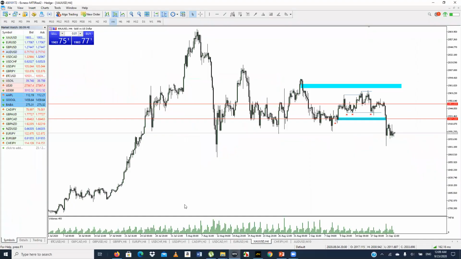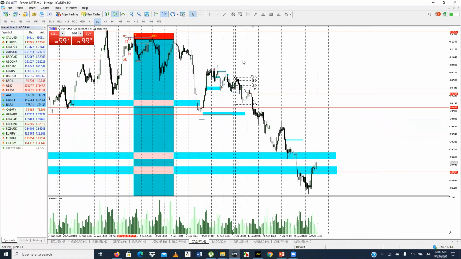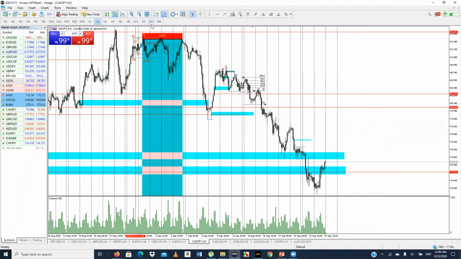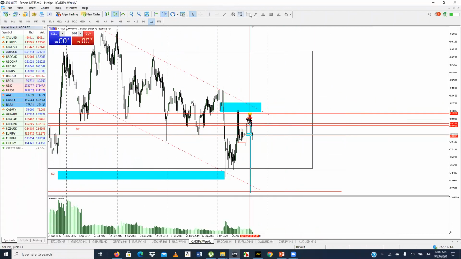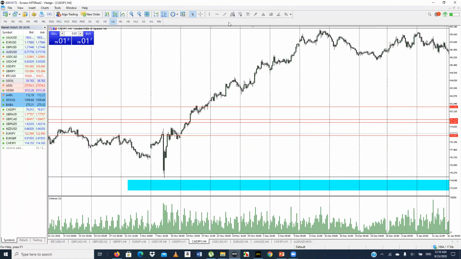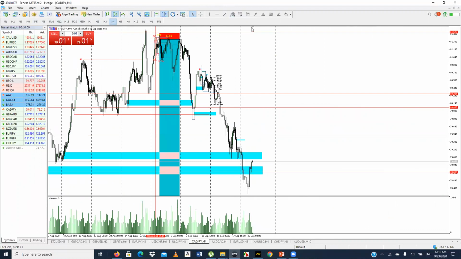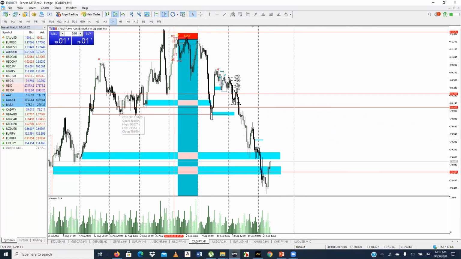So let's look at this same CADJPY, right? Okay, this CADJPY is my long-term setup. Think on a weekly chart, right? And then on the 4-hour chart first, right? In this small micro trend, this micro trend, right?